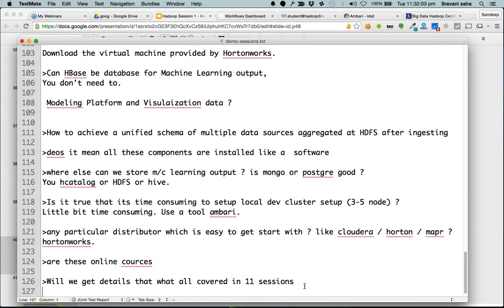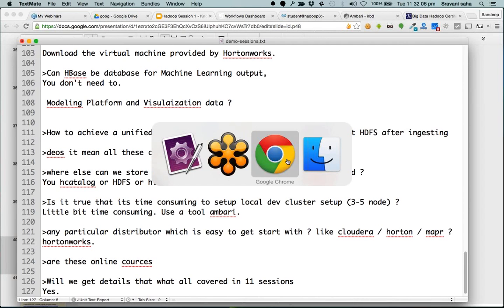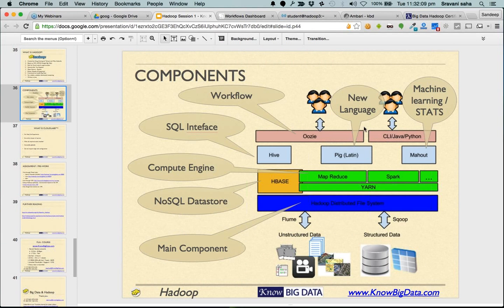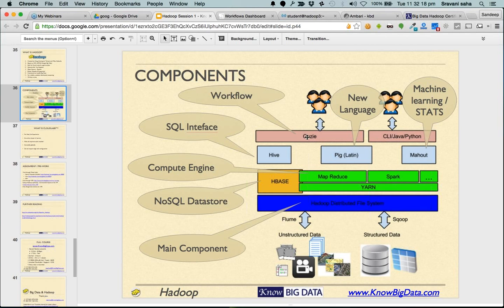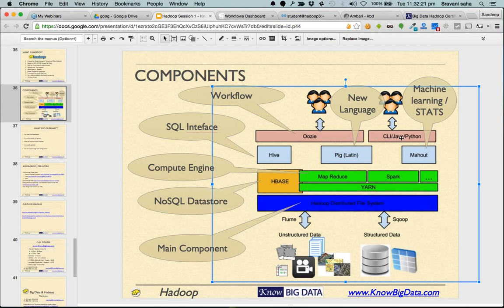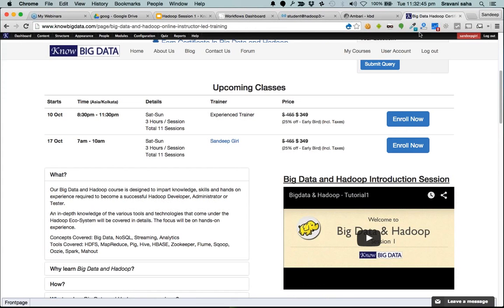Will we get details of what all is covered? Yes. So in summary, other than the things discussed on this slide, Flume, Scoop, Uzi. Uzi is the one I forgot to mention. Uzi is the one in which you create workflow, and command line, Java or Python you can use for interacting with any of these tools. So all of this plus all of this plus something called Zookeeper and Spark, we will go into detail. All of these are covered in these 11 sessions.